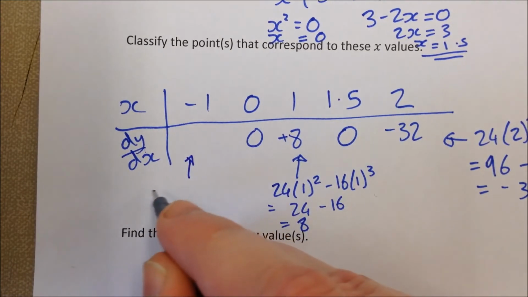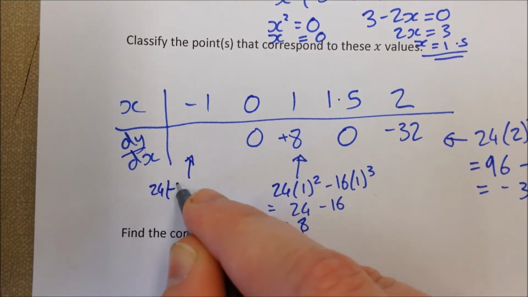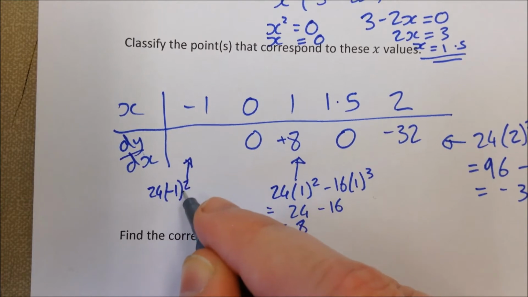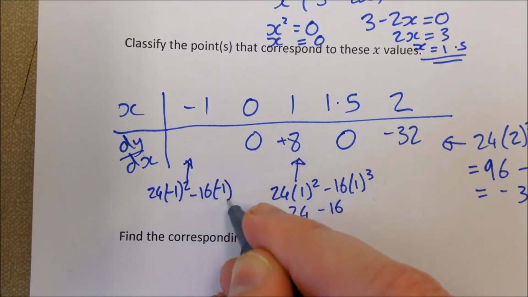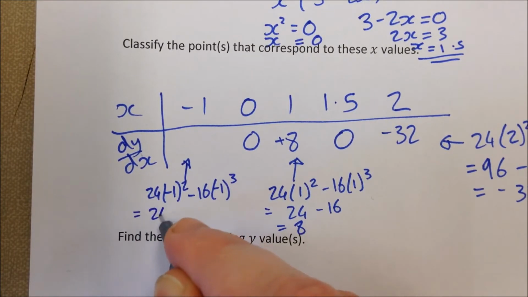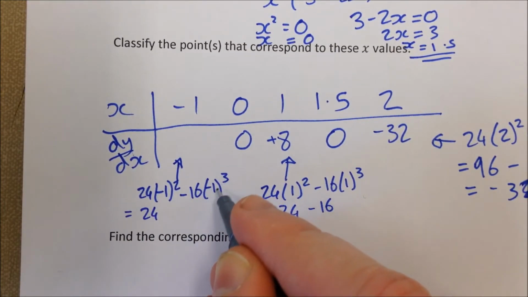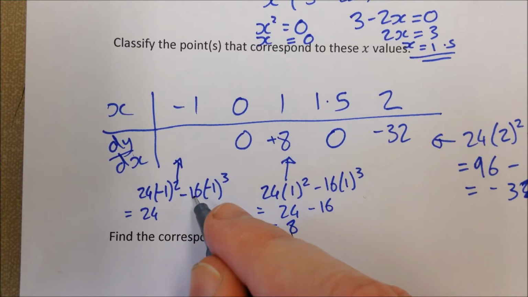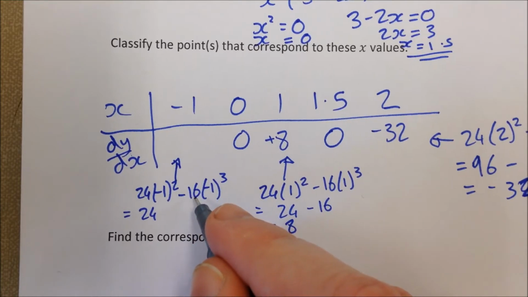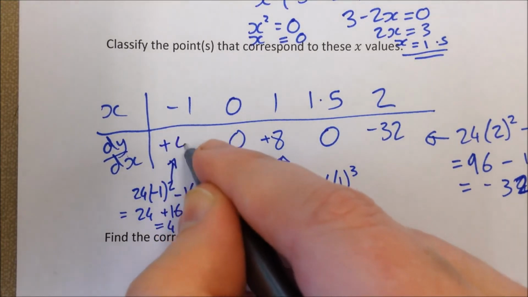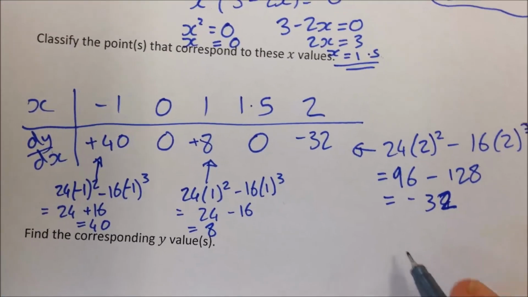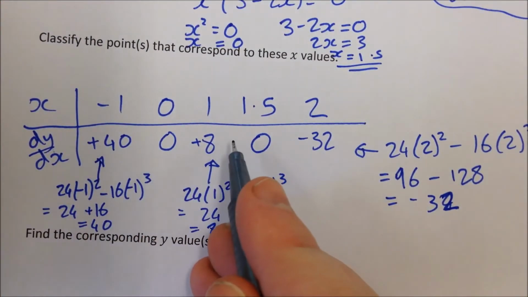This one, 24 lots of negative 1 squared, take away 16 lots of negative 1 cubed. 24, 16 lots of negative 1 cubed is negative 16, so that's take away negative 16, that's like plus 16, so that's 40, so that's a positive. So your 3 points then are positive, 0, positive.